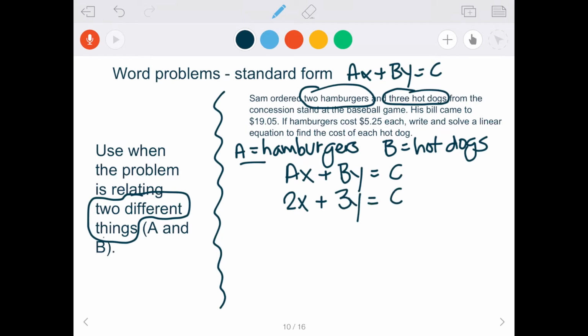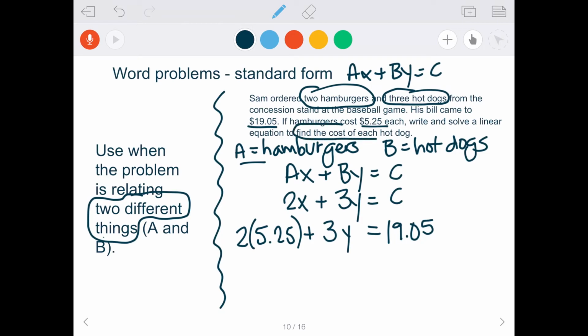This is the basic equation. Now, if we want to start substituting things and solving, we're going to start substituting the other numbers that we have. I know that the total bill came to $19.05. This is total cost. Hamburgers I know are $5.25 each. So 2 hamburgers times $5.25 plus 3 hot dogs times I don't know. This is what I'm finding. I'm finding the cost of each hot dog, so y stays.